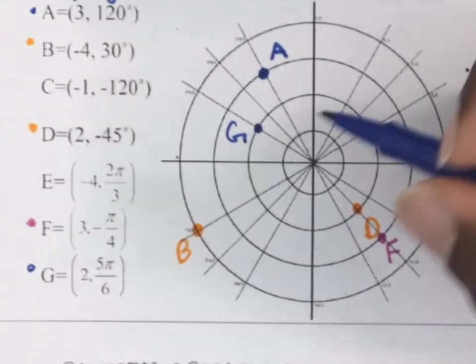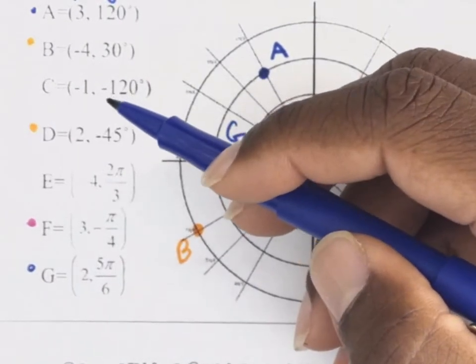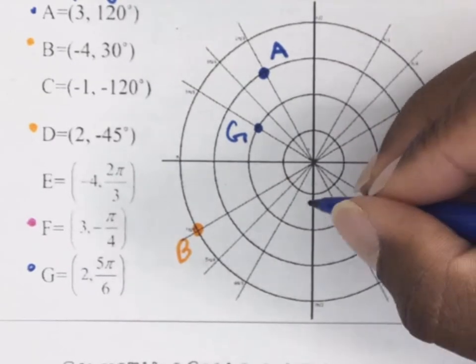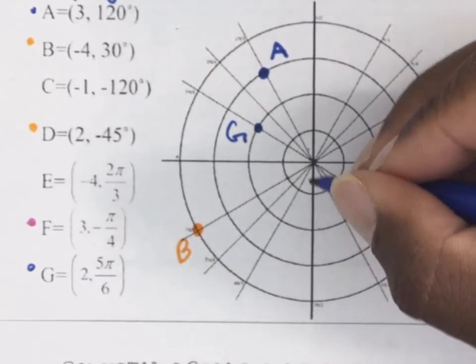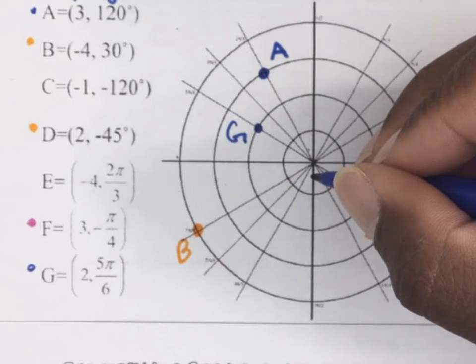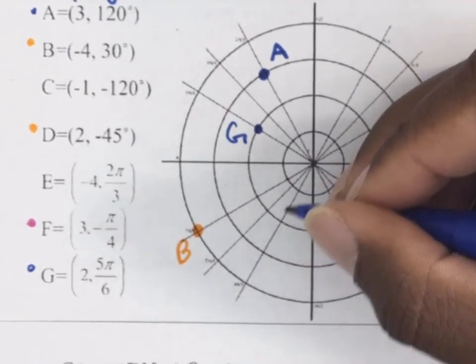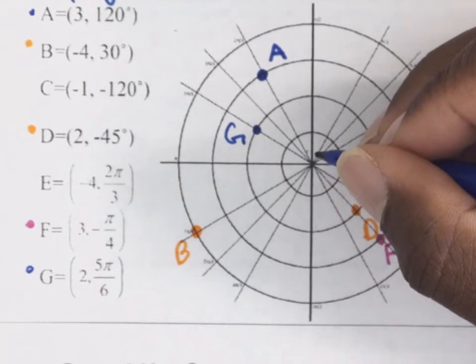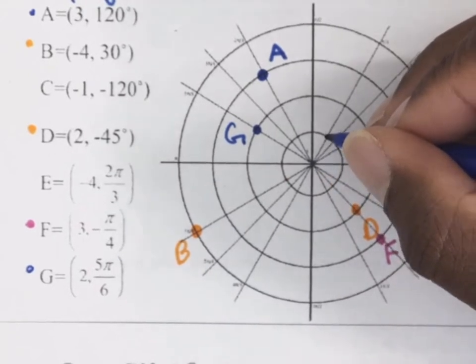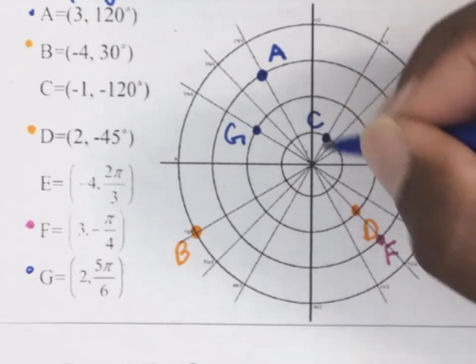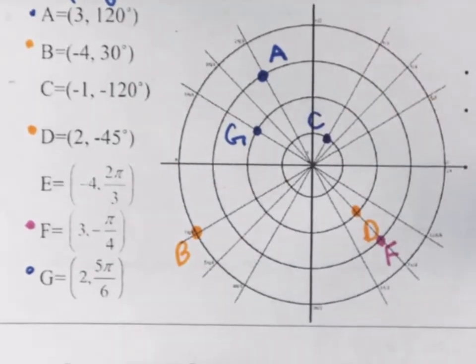All right, so first I'll go negative 120. I start here. Since it's negative, I go clockwise. This is 90. Then I go 30 more. Negative 120 is right here. Since it's negative 1, I go in the opposite direction. And the point is right here in the first quadrant. Did that make sense?